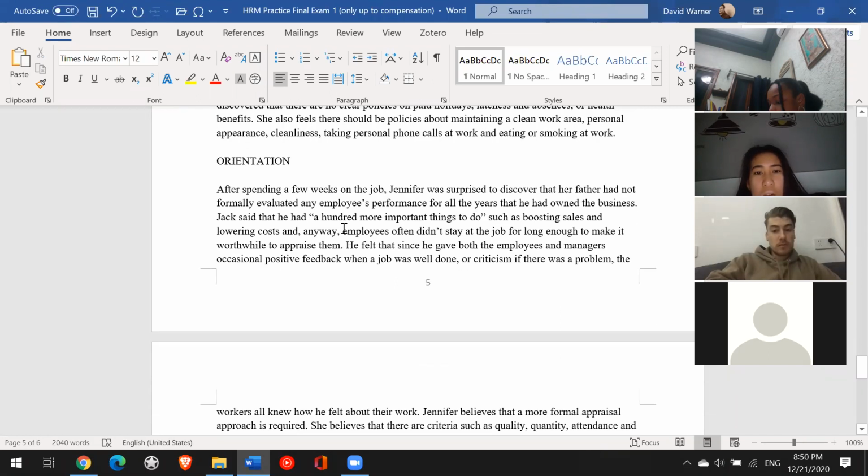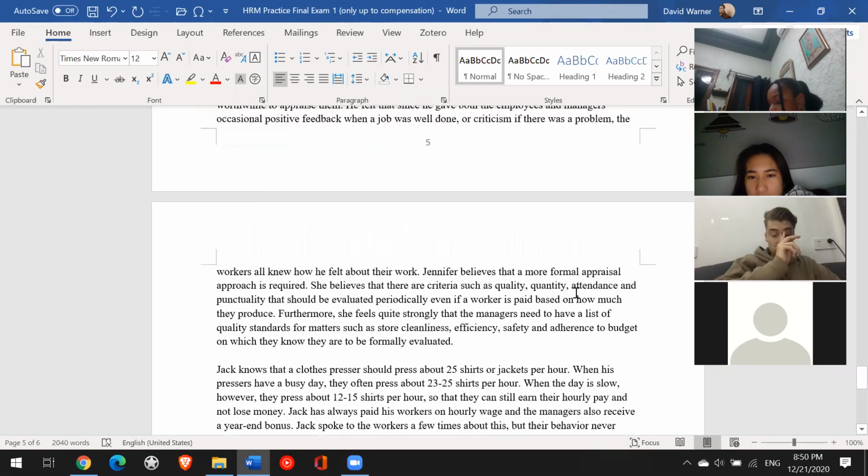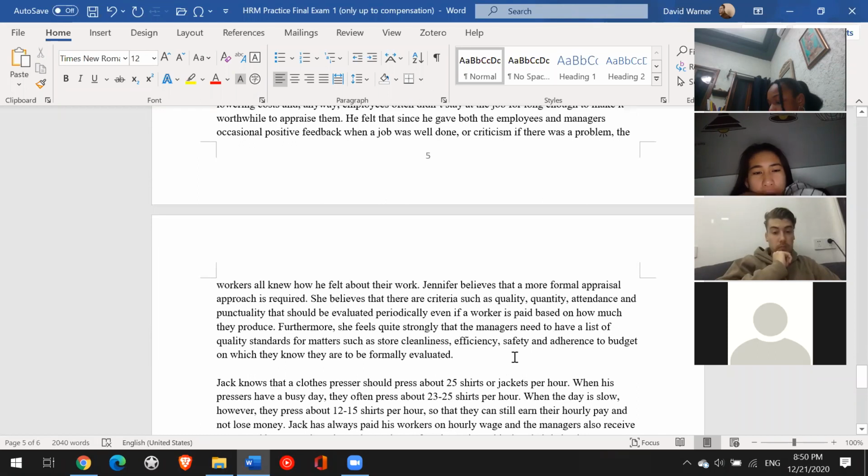Next is evaluation. So after spending a few weeks on the job, Jennifer was surprised to discover that her father had not formally evaluated any employee's performance for all the years he had owned the business. Jack said he had 100 more important things to do, such as boosting sales and lowering costs in any way. Employees often didn't stay at the job for long enough to make it worthwhile to appraise them. He felt that since he gave both the employees and managers occasional positive feedback when a job was well done, or criticism if there was a problem, the workers all knew how he felt about their work. Jennifer believes a more formal appraisal approach is required.